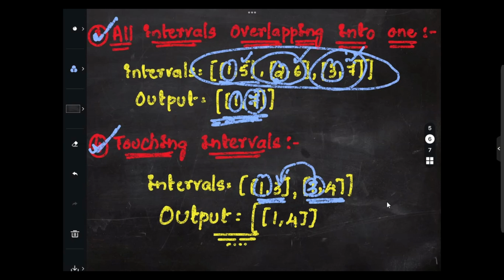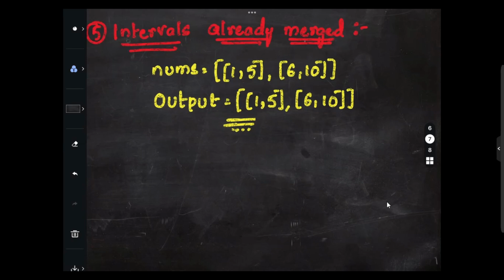So touching intervals means this one. We have the same value for the left coordinate of the second interval and the right coordinate of the first interval. So what we'll do, this is overlapping with this one. So 1 is smaller and 4 is greater, so the output will be 1 comma 4 in this case, right? So here this is considered overlapping, so they will merge and we'll get the output 1 comma 4.